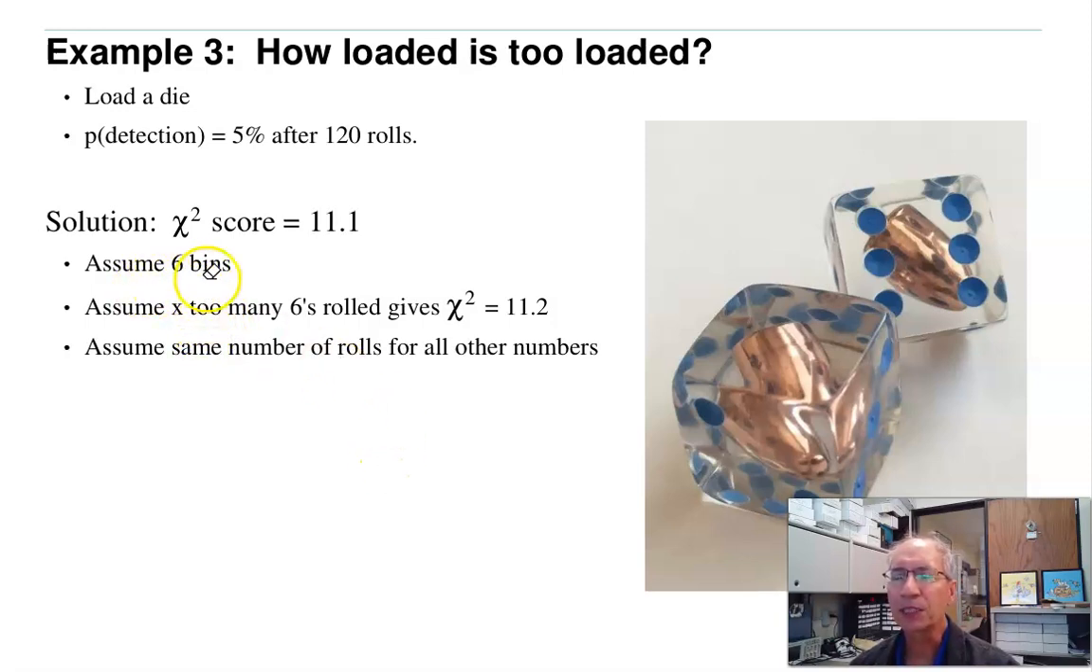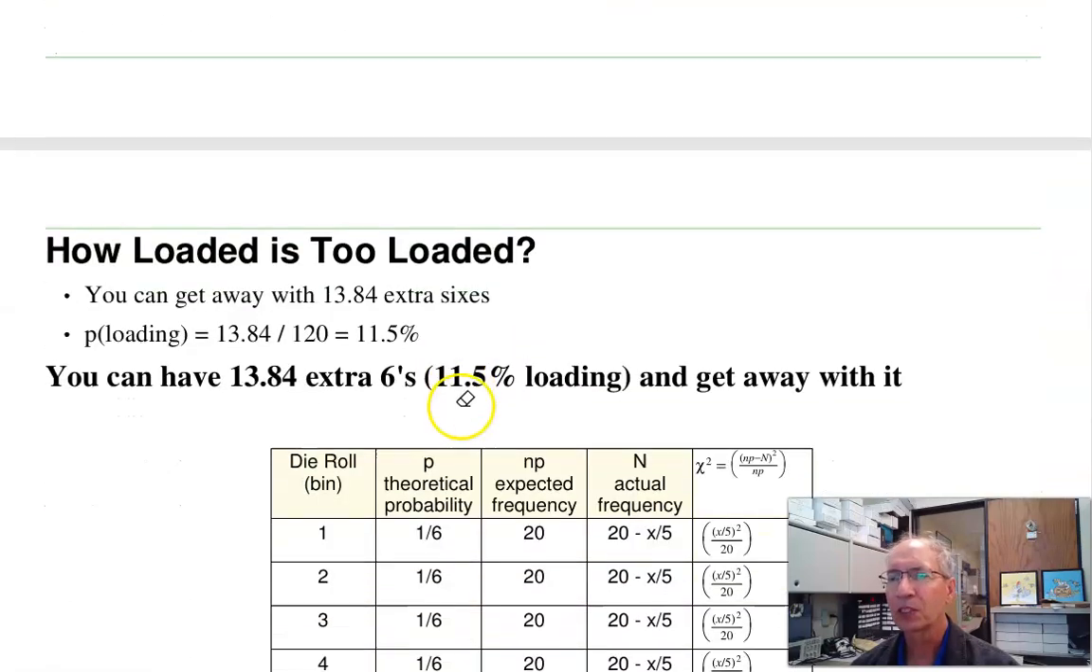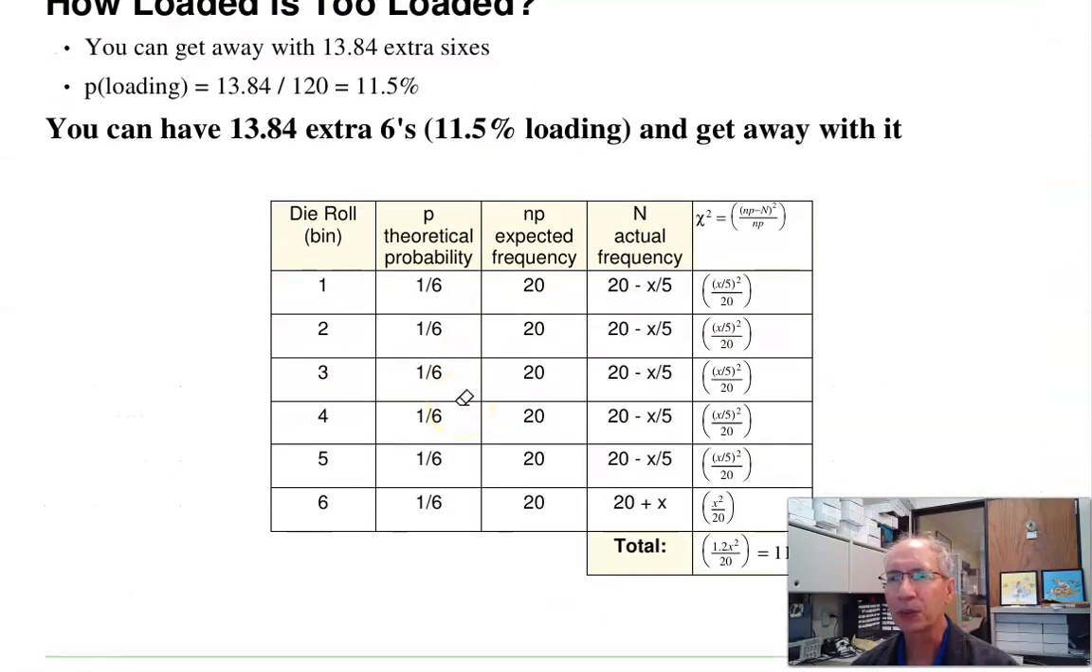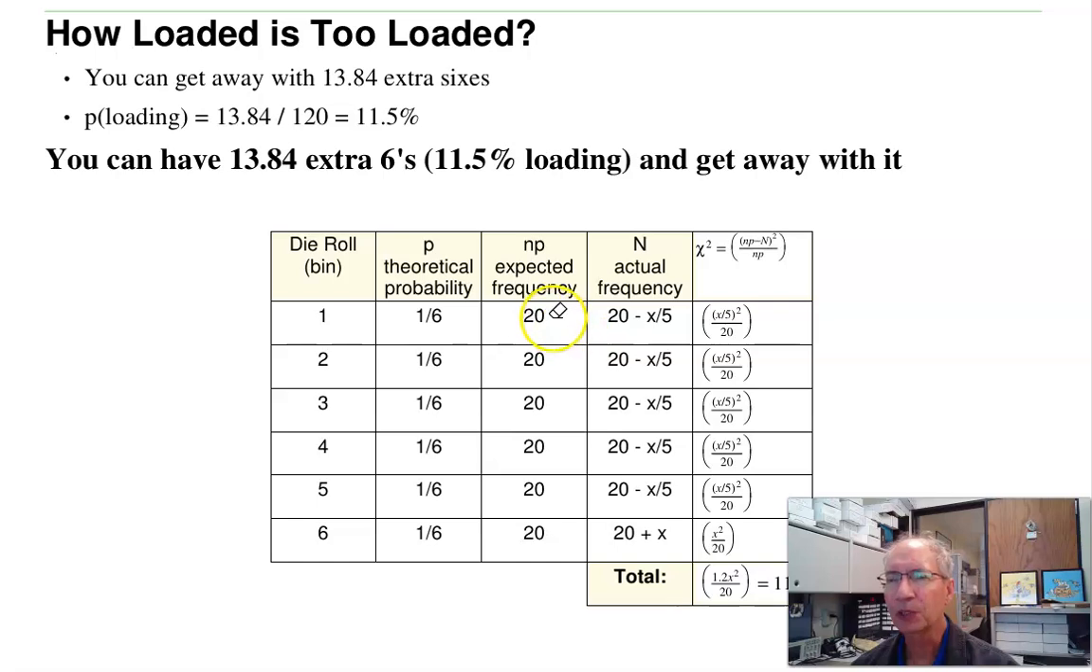Let's assume I have 6 spins, I have x too many sixes, and the x's are distributed among the other 5 numbers equally. So if I do that, I'm going to roll the dice 120 times. I should get 20 ones, 20 twos, 20 threes, and so on. I'm getting x too many sixes. Those x's are taken away from the other numbers equally. I can form the chi-squared score.